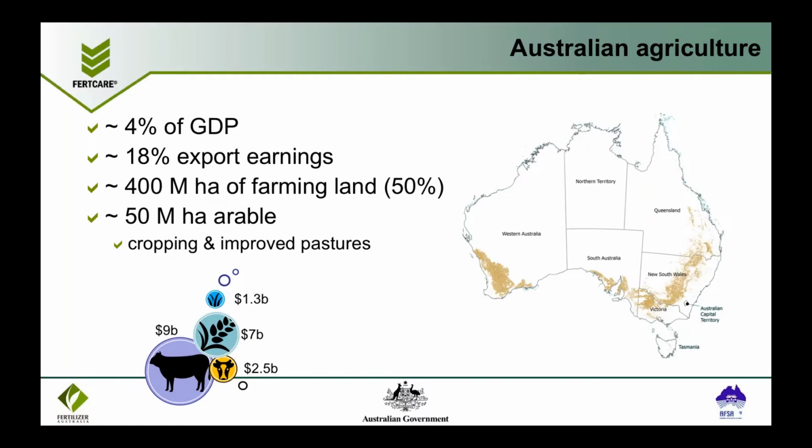And in terms of the value of some of those industries, cattle's worth about 9 billion, cropping's worth about 7 billion, dairy's worth about 2.5 billion, and the sugarcane industry is about 1.3 billion. So, you know, there's a lot of agricultural land there to manage, and that agriculture is important to income and jobs around the country.